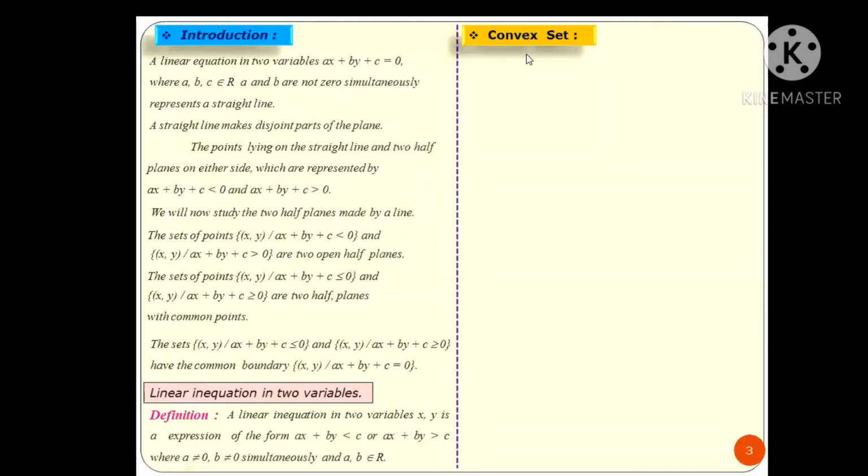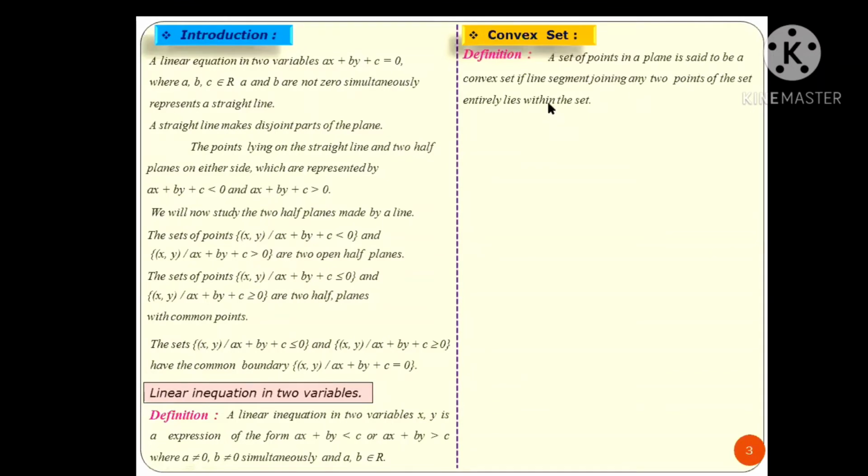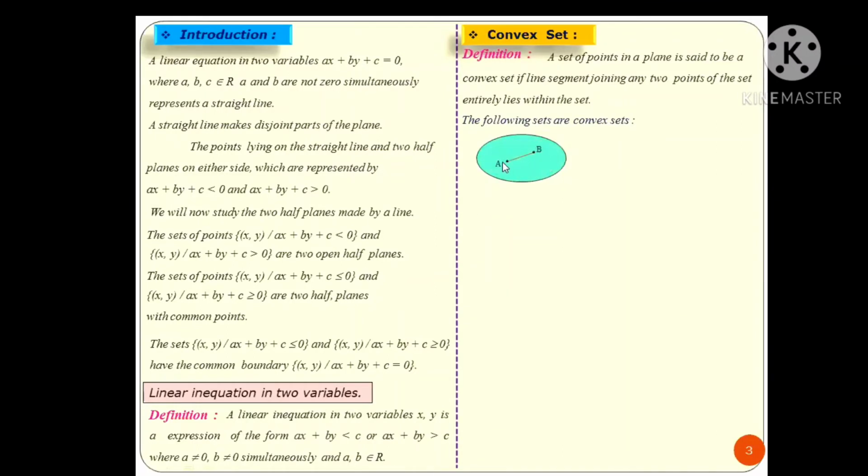Convex set definition: a set of points in a plane is said to be a convex set if the line segment joining any two points of the set entirely lies within the set. Check: the following sets are convex sets. In the example given here, two points are taken in this plane as A and B. The line joining these two points entirely lies within this set, so the set is said to be a convex set. One more, you can observe, is this type of polygon.